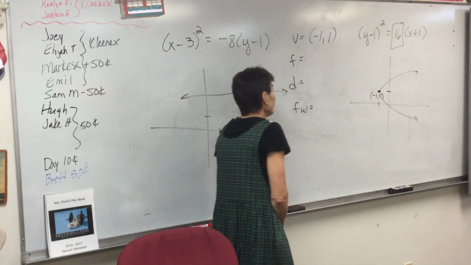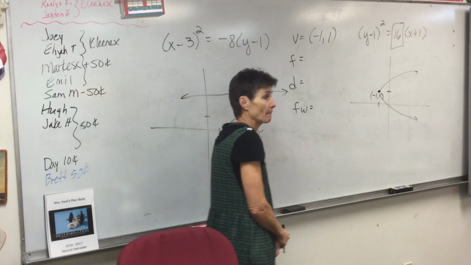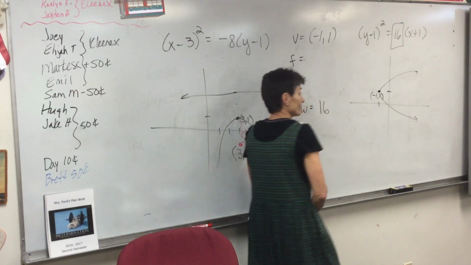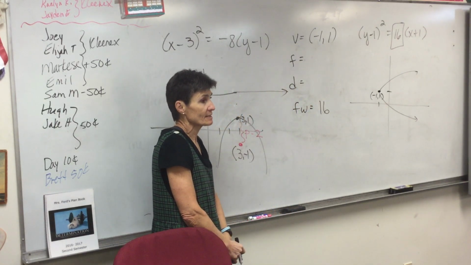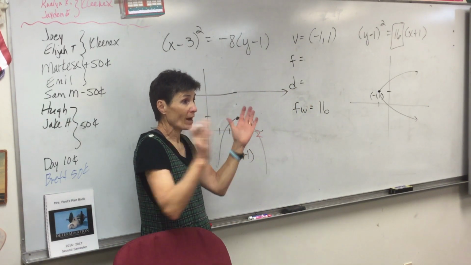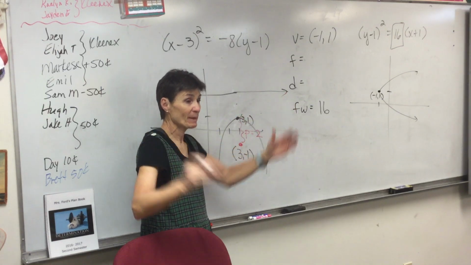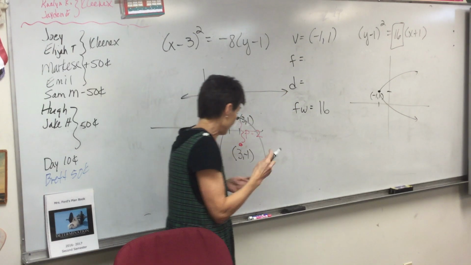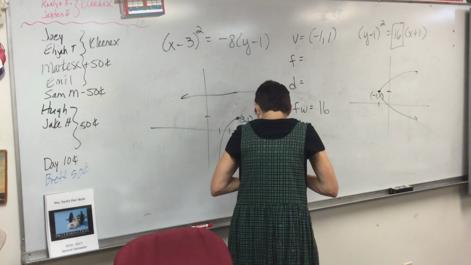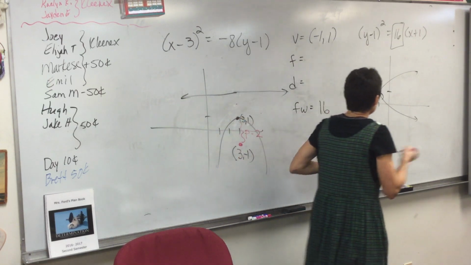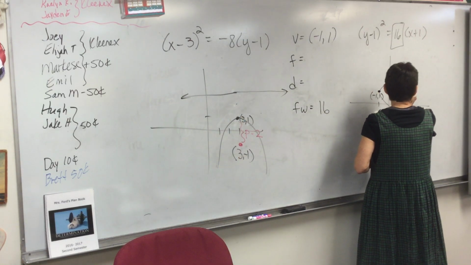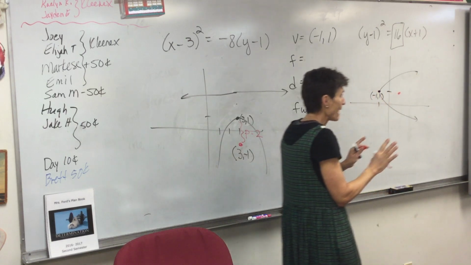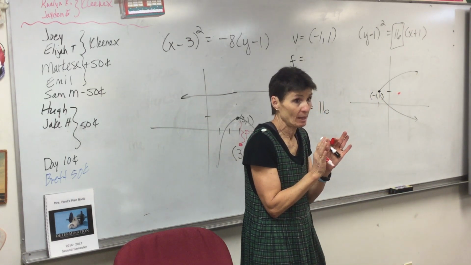How long is my focal width? This is a fat one, right? This is going to be kind of a wide parabola. It's 16 units wide. Think about putting it on graph paper. That's big. Okay. The focus is somewhere in here. I'm not sure where. It doesn't matter, but I know it's inside the parabola.